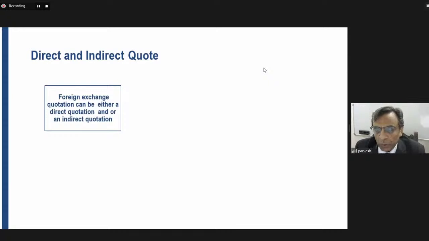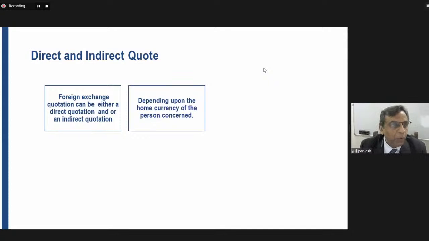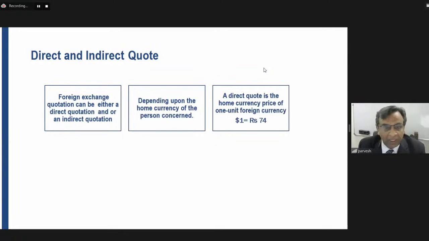So a foreign exchange quotation can either be a direct quotation or an indirect quotation. As we have seen, $1 is equal to 73 rupees 50 paisa, and 1 rupee is equal to so many dollars. These are examples of direct and indirect quotation, depending upon the home currency of the person concerned. When we talk about direct and indirect quotes, it is with relevance to the home currency. I'll give an example here.